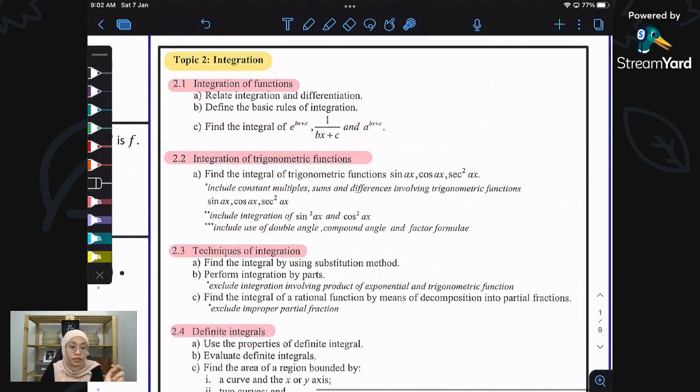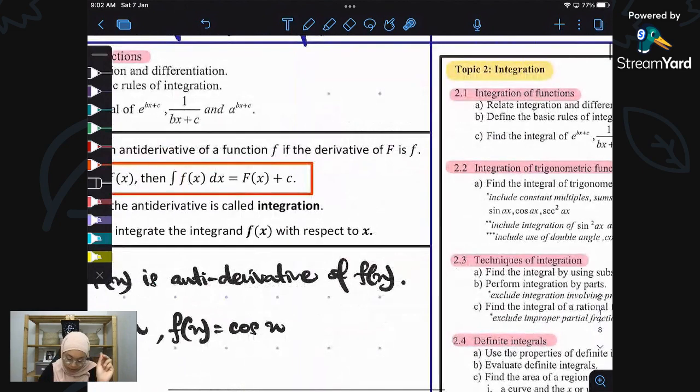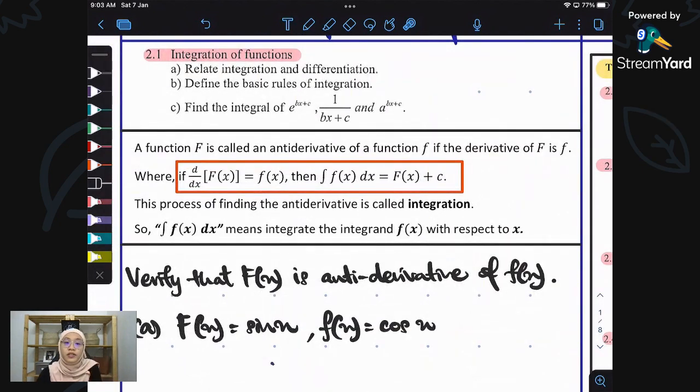Let's begin with the first subtopic, which is 2.1 integration of functions. This is our first goal, all right? The learning objective, number 1, is to relate the integration and differentiations. You have learned differentiation from last semester, chapter 9, so I bet you all know about differentiation already. So we want to relate the integration and differentiations. We got to read the definition first.